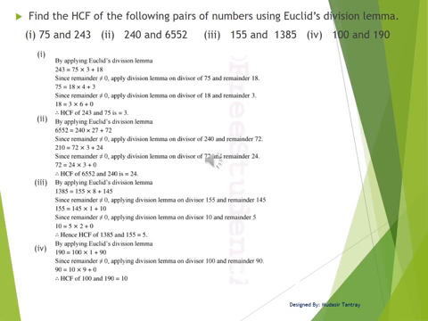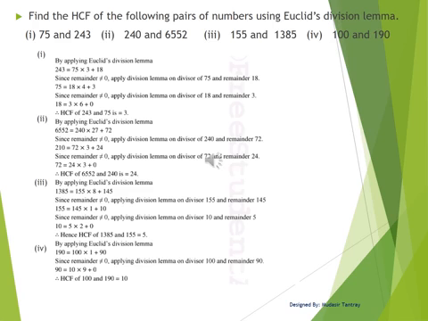Here, now 18 is equal to 3 into 6 plus 0. Here, our remainder becomes 0. Therefore, HCF of 243 and 75 is equal to 3. Second part, it's 240 and 6552. Here, 6552 is A and 240 is B.